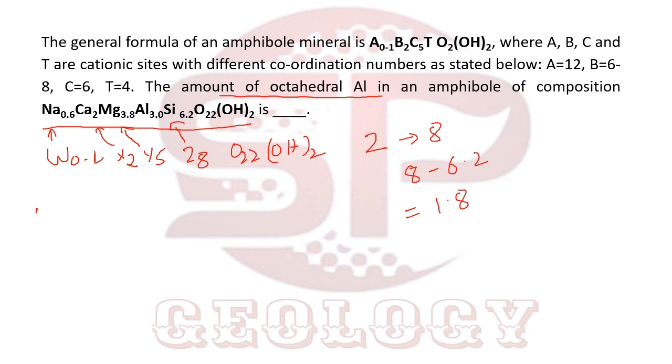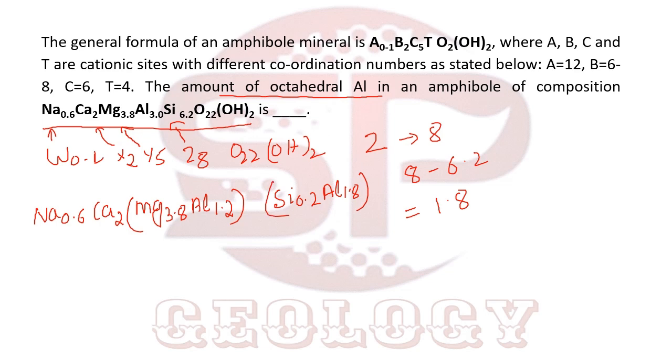So you can write down the formula like this: Na 0.6, Ca 2, Mg 3.8, aluminum. It is given 3, it will be 1.2 here. Okay. So it will add up to 5 according to the general formula. Then Si will be 6.2 and aluminum will be 1.8 here. Then your O22 (OH)2. So this will be the formula.